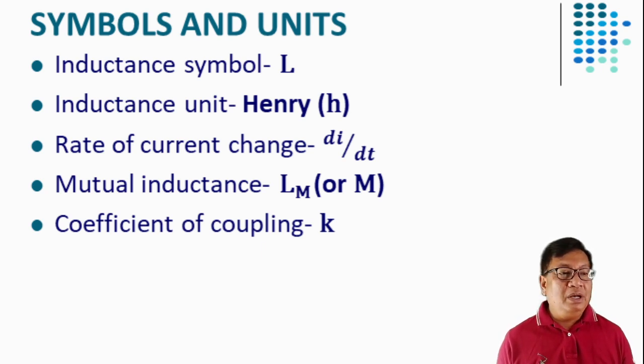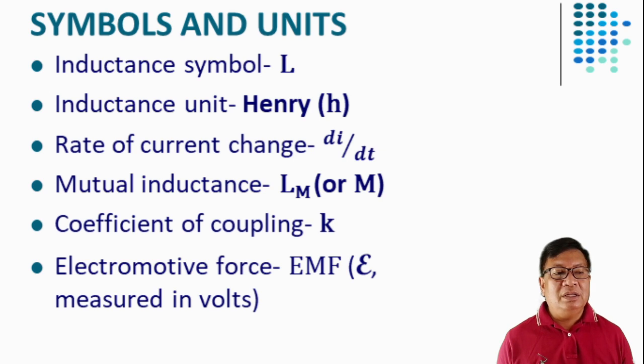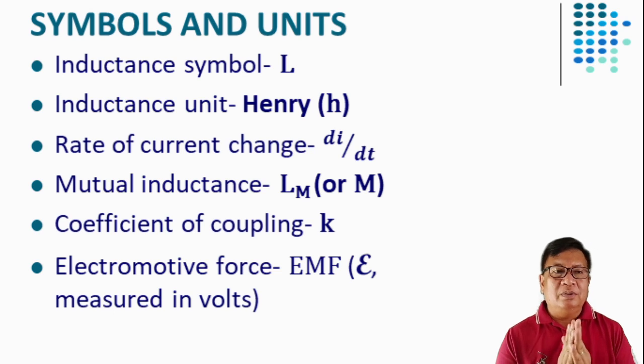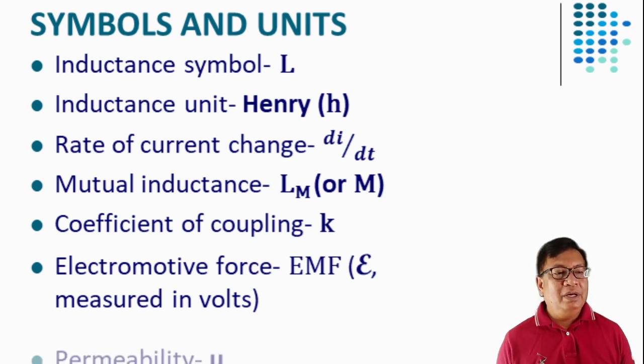So mayroon po tayo dito tinatawag na coefficient of coupling, that is constant letter K. So minsan po ito pong tinatawag natin na proportionality constant. Yan po yung letter K. So mayroon po tayong sinabi dito electromotive force. Yun po ang EMF, no? So that is the precise word that you are going to use as the voltage or the potential difference in the source side, no? So it is measured in volts.